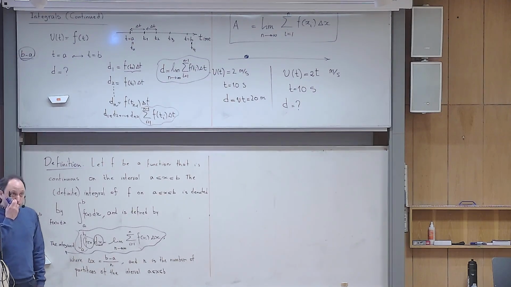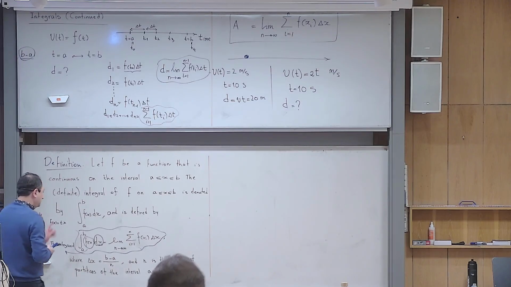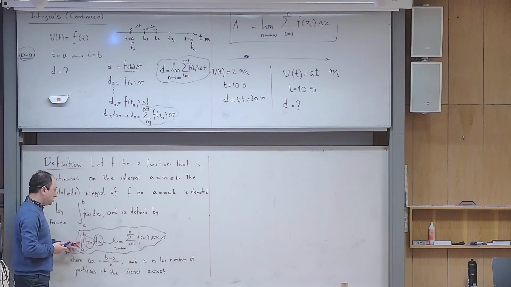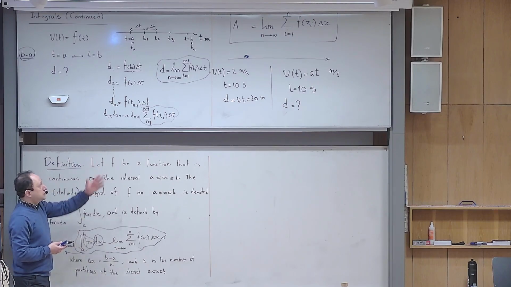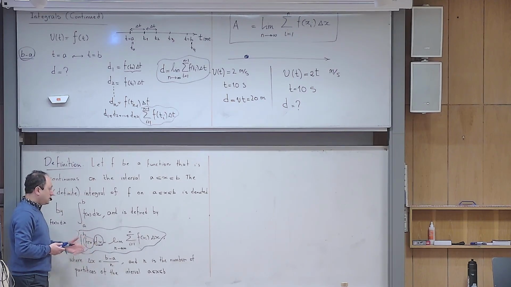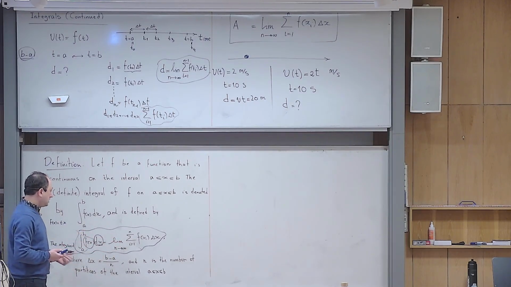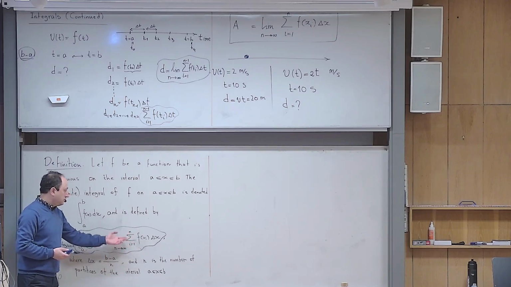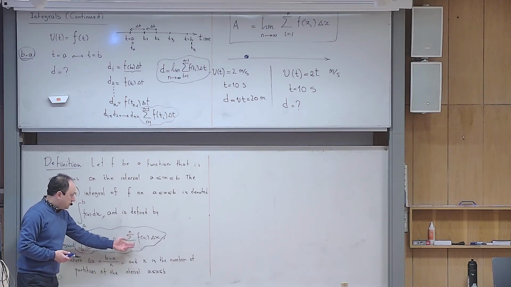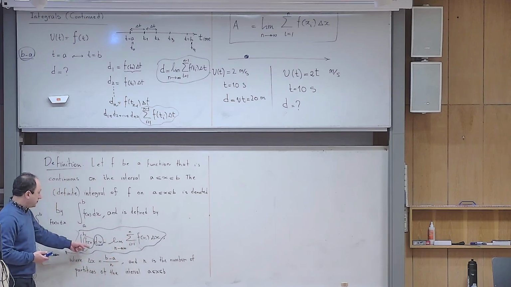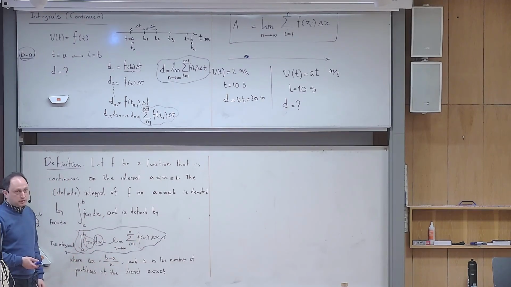Okay? But I want you to understand, even though we started from physics or geometry, this integral is an abstract concept. It's just this sum, without telling you that much. If you calculate this limit, you get a number. That number is called the integral of your function from a to b.